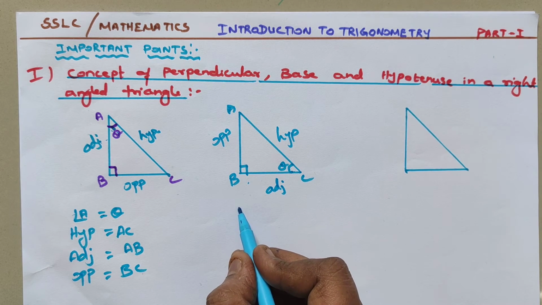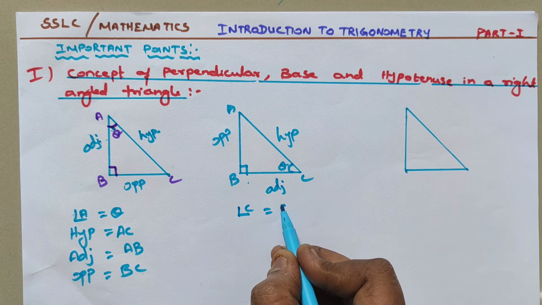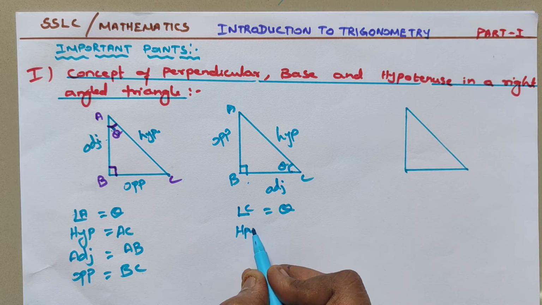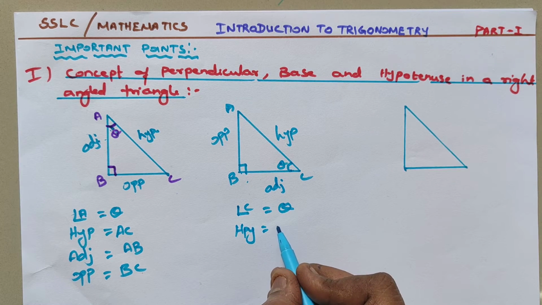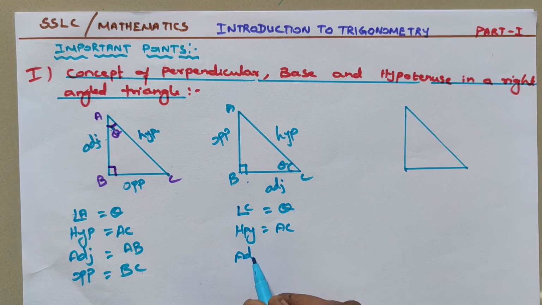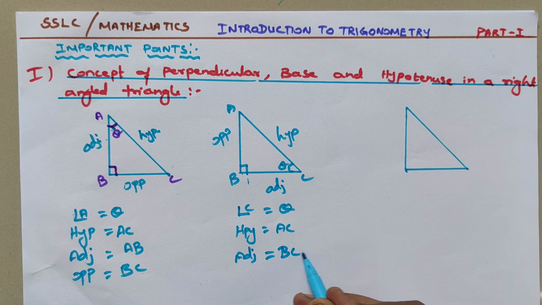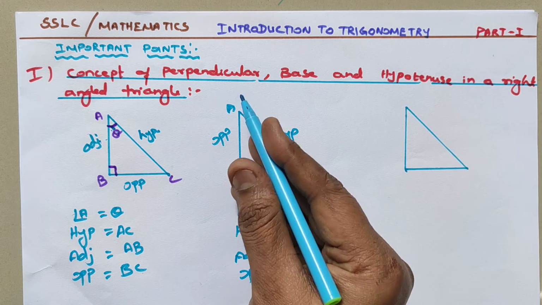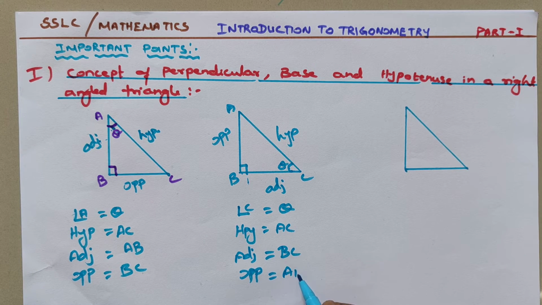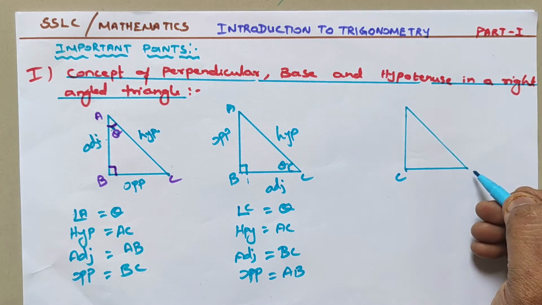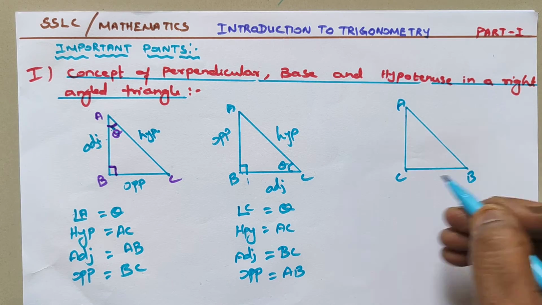So here angle C is theta, that is the reference angle or angle of reference. Then hypotenuse is AC. Adjacent is BC. Then for this theta, which will be the opposite side? AB. So we should consider AB as the opposite side. Is it clear children?